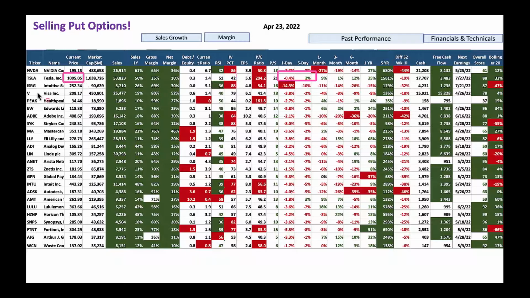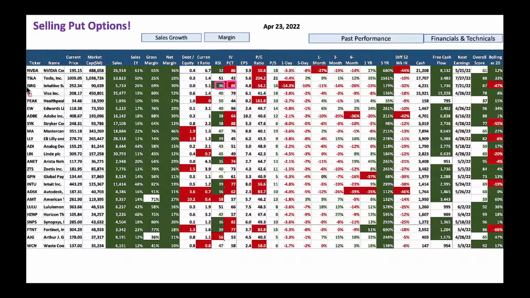And we got a few more. Look, Intuitive Surgical, one of my favorite stocks, came tumbling down after the earnings because they gave some tepid guidance. Look, IV percentile is high, low RSI. It's a textbook example here. You could sell some put options way below and make some money. And we got a few more here.